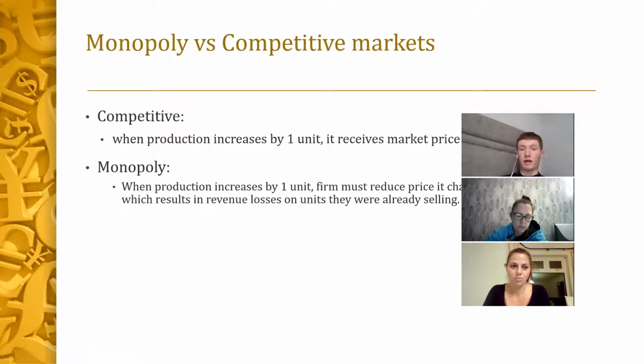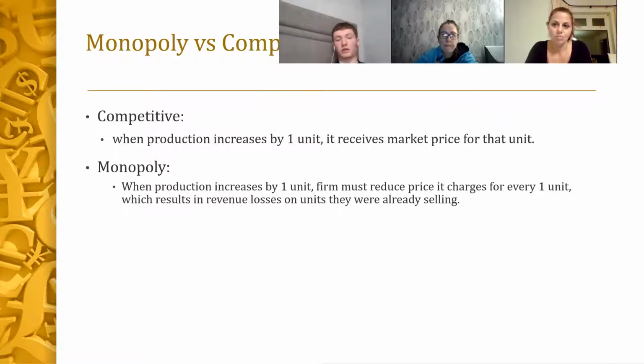So what's the difference between a monopoly and a competitive market? This one is obvious through the name. The competition in a monopoly is far less than in a competitive market. Also, in a competitive market, when the production increases by 1 unit, it receives the market price for that unit. Whereas in a monopoly, when the production increases by 1 unit, the firm must reduce its price for every unit, and this results in greater revenue losses on the units that they were already selling.